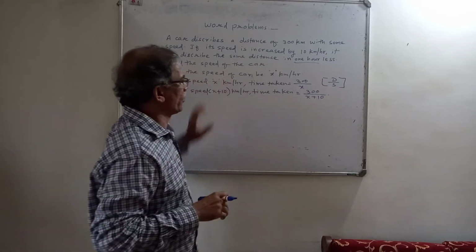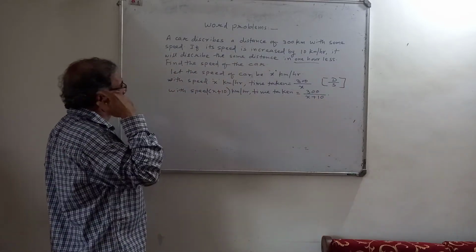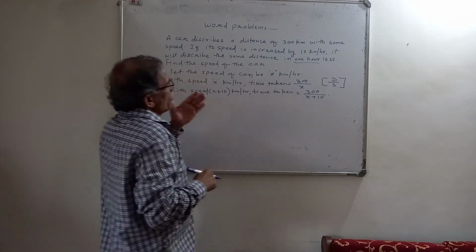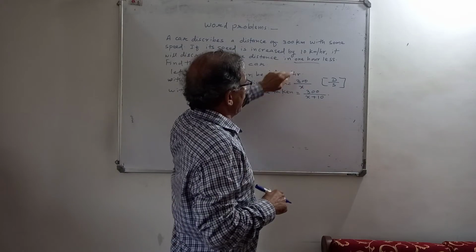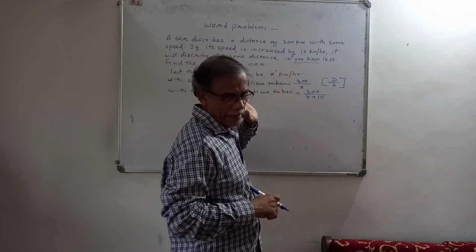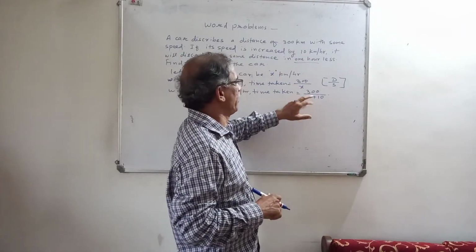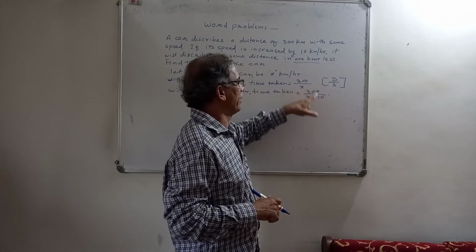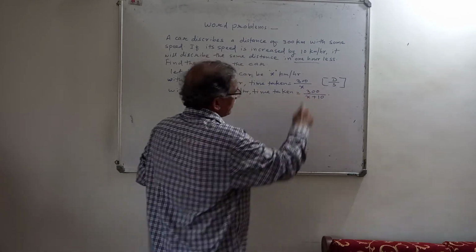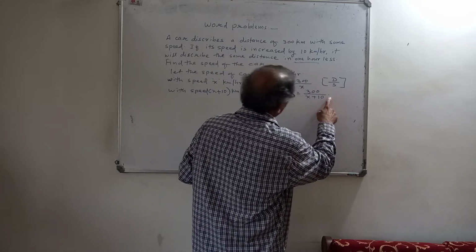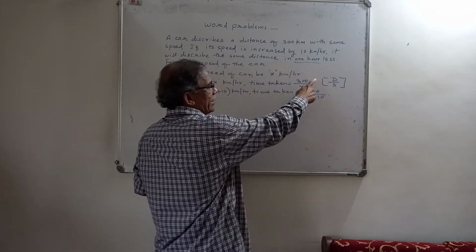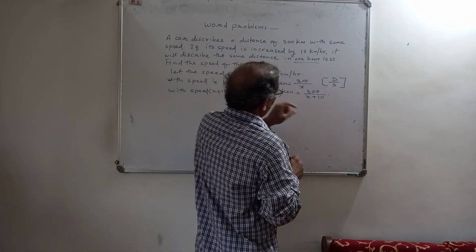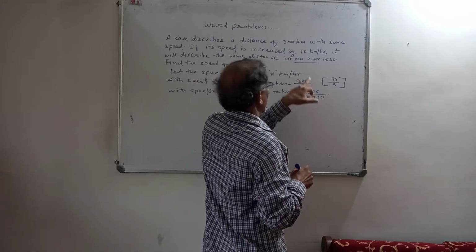So no need to write this, just to make it simple for you, I have written in detail. Once you know the speed is x, distance is 300, time taken is 300 upon x. This is the first case, and when speed is x plus 10, distance is the same, time taken will be 300 upon x plus 10. Now what he says, it takes 1 hour less than the original time. Means this is more than this, isn't it? So this time is 1 hour less than this.